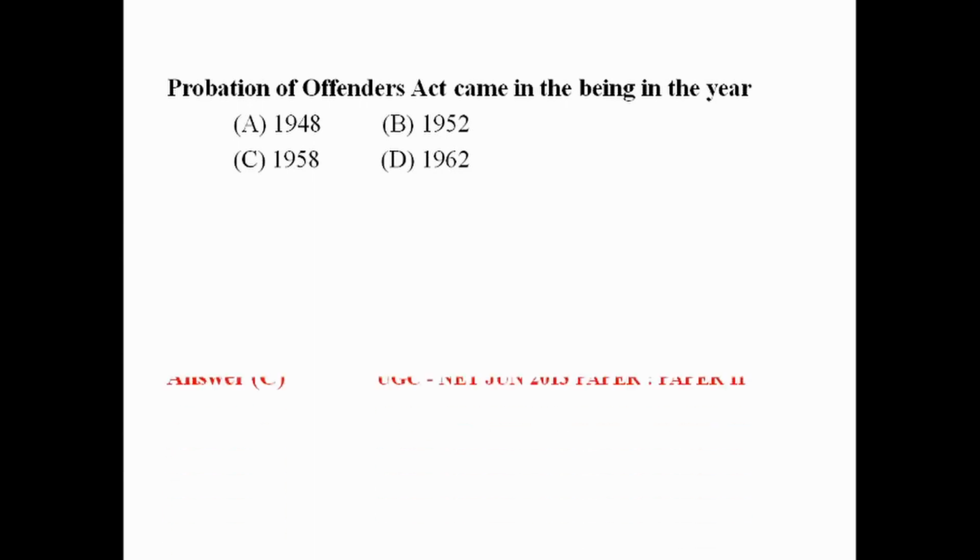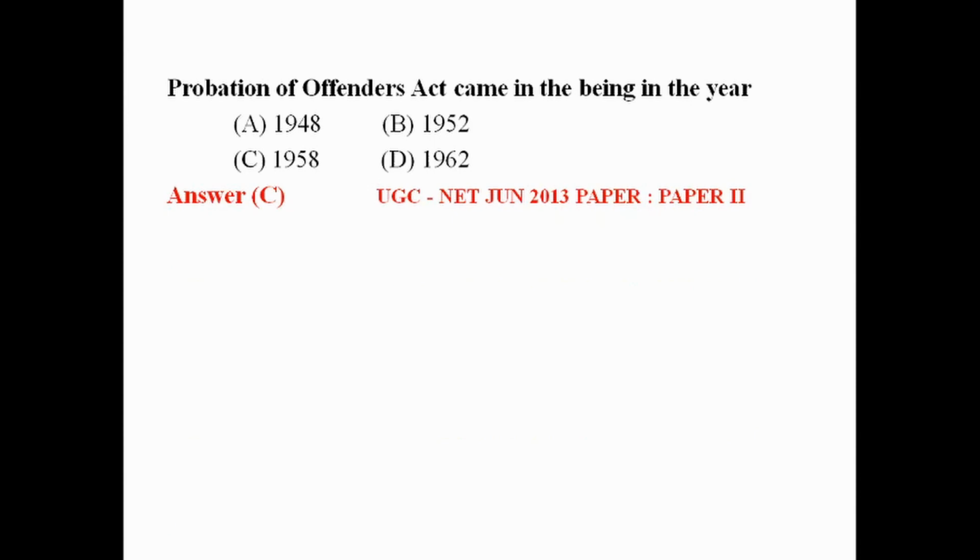Next question. Probation of Offenders Act came into being in the year: option A 1948, option B 1952, option C 1958 and option D 1962. Probation of Offenders Act came into being in the year. The answer is option C, that is 1958.